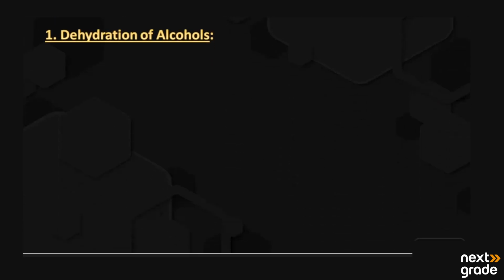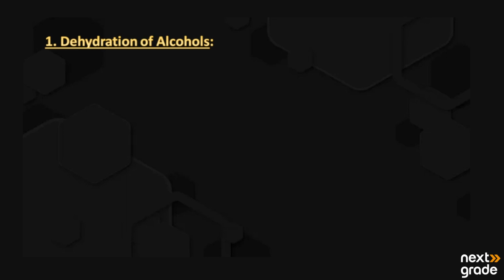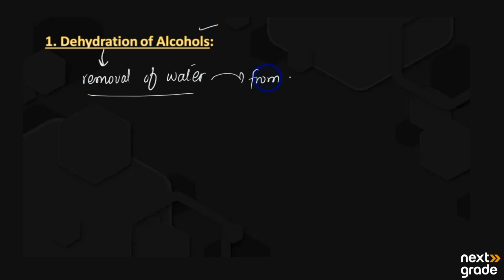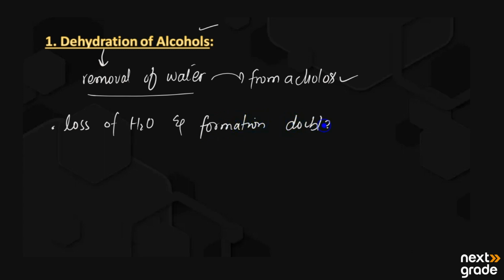So let's have a look at the first method, what is meant by dehydration of alcohols. Dehydration means removal of water. So we are going to dehydrate the alcohols. It is basically a process in which alcohol undergoes the loss of water, and there is a formation of a double bond between the two carbon atoms.